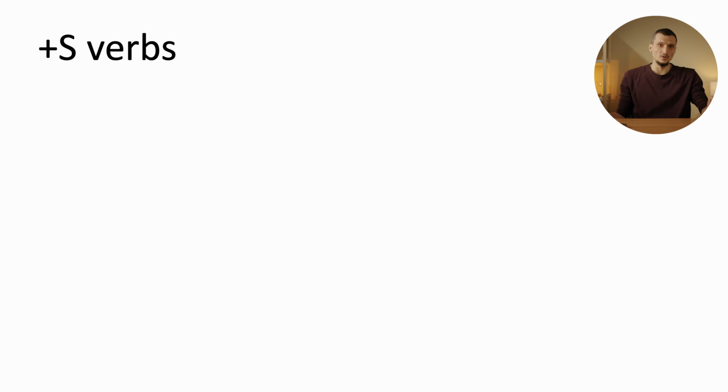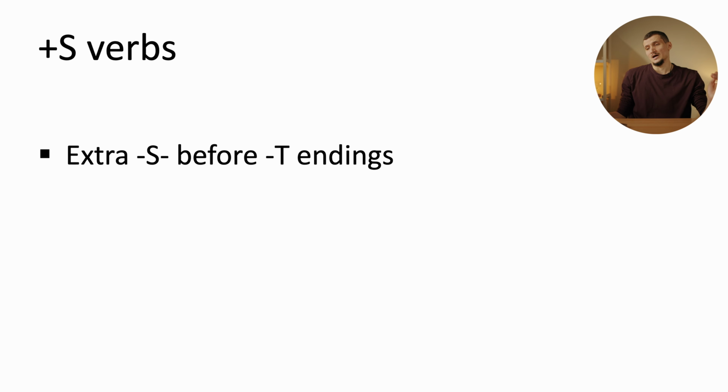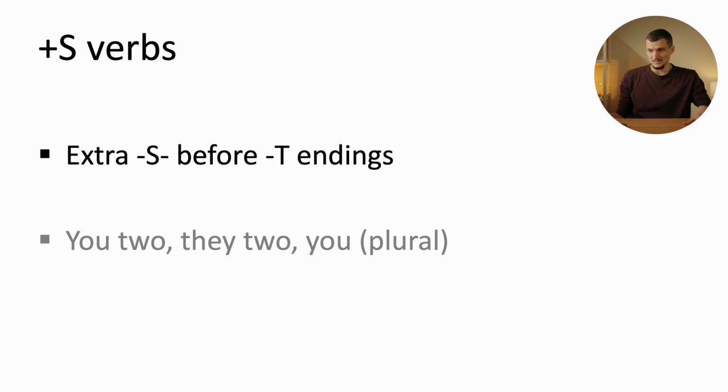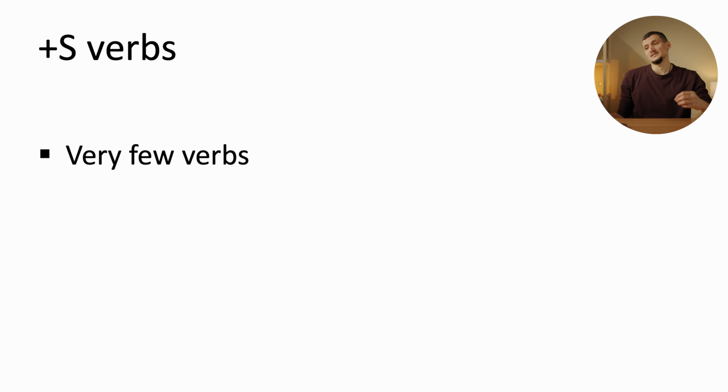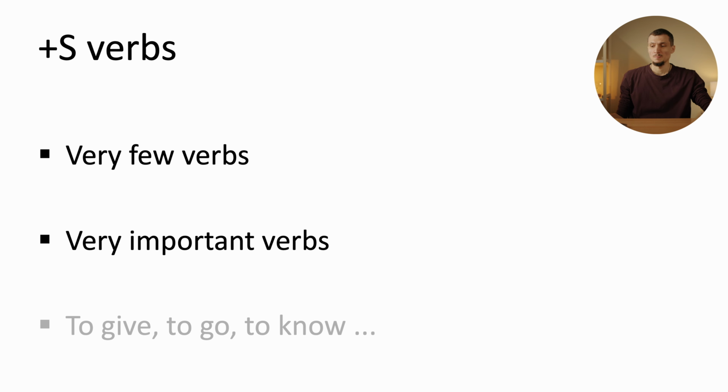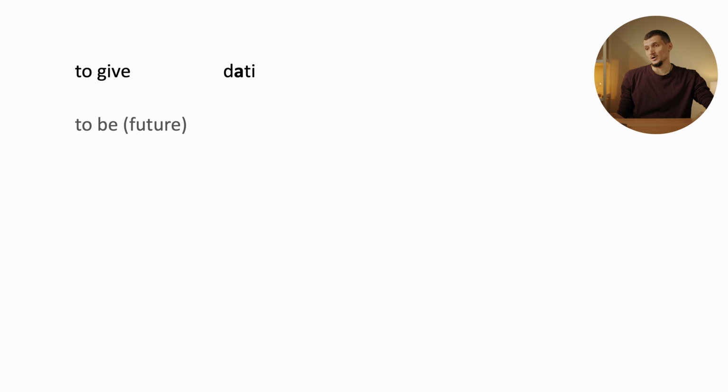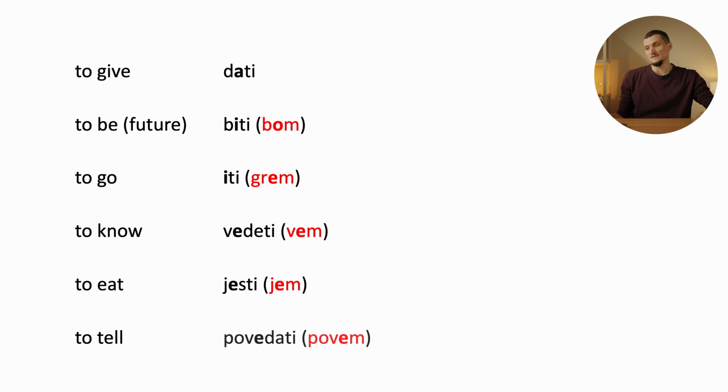So first, a very brief review of plus S verbs, because it's important. They are verbs that get an extra S before the T endings, and it's you two and they two and you plural. So rather than being ta, ta, te, those verbs are sta, sta, and ste. And we said that it's a select few verbs that behave like this, but that they are very important nonetheless, because they're among the most common verbs, like to give, to go, to know, and so on. So here they are: dati, biti, iti, vedeti, jesti, and povedati, or to give, to be in the future, to go, to know, to eat, and to tell.